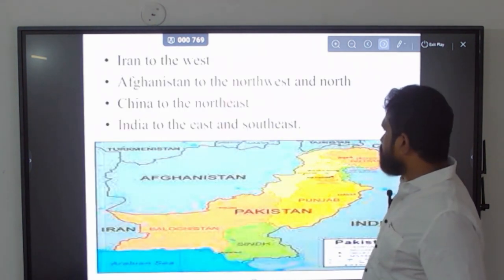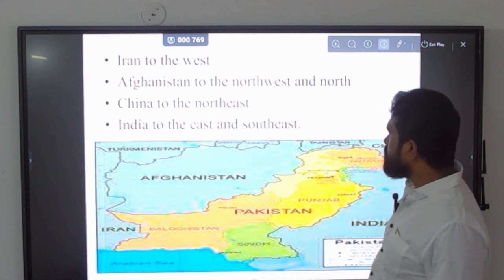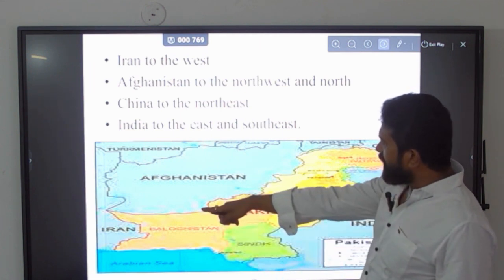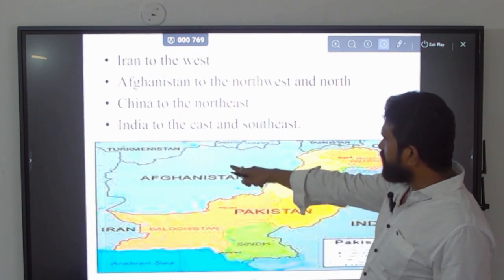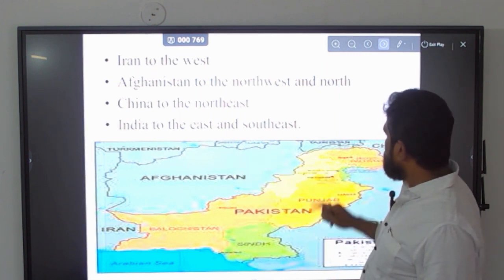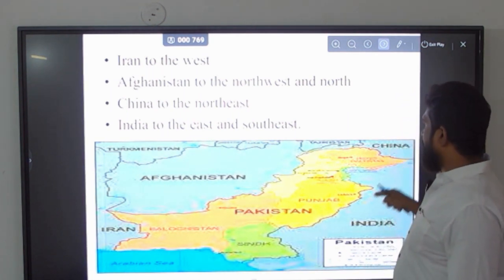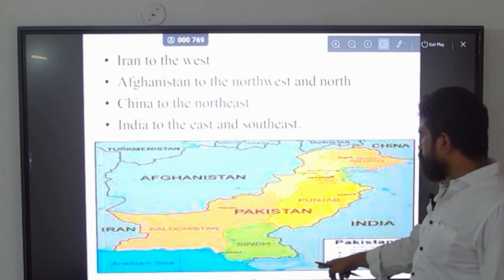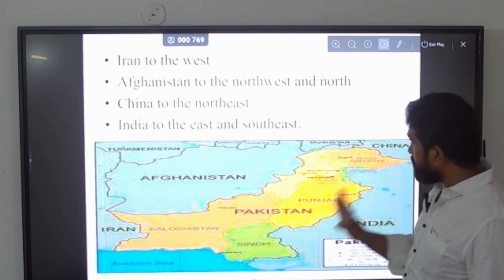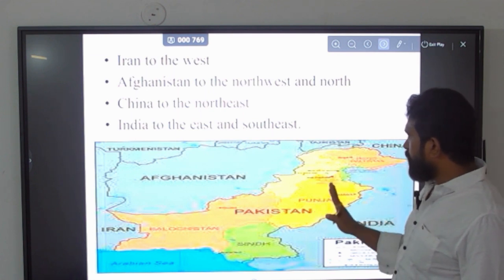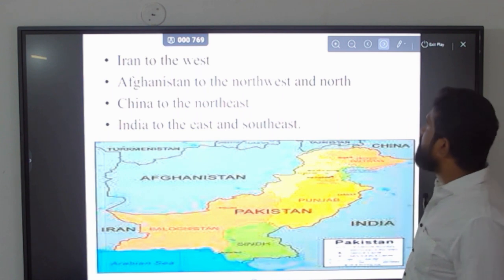Look here. Yes, this is the map of Pakistan. If you see, in the west it has Iran. Iran has a border with Pakistan. Then in the northwest you have Afghanistan. Then in the northeast you have China. And to the east and also to the southeast of Pakistan you have India. So 4 countries border Pakistan: Iran, Afghanistan, China, as well as India.